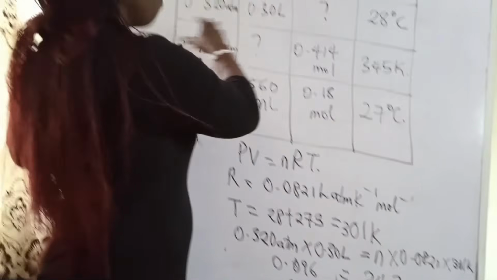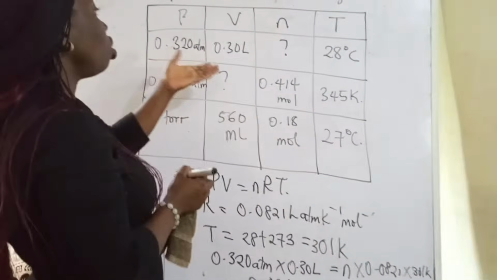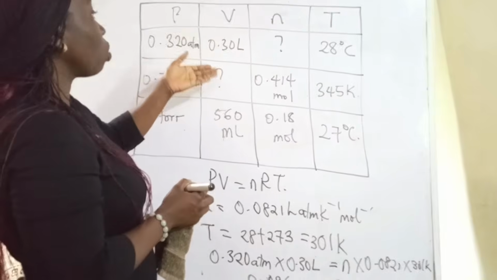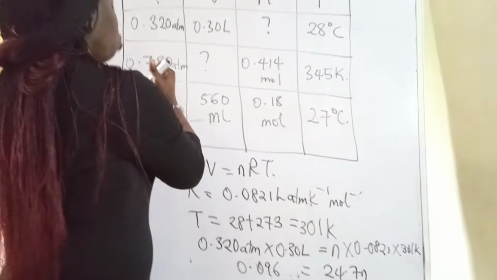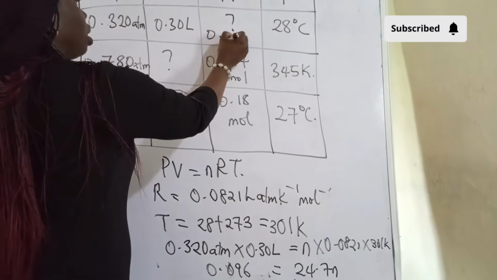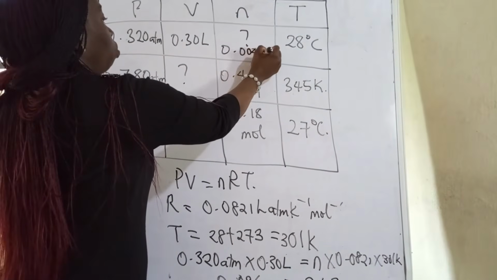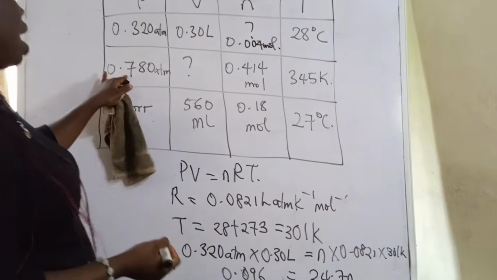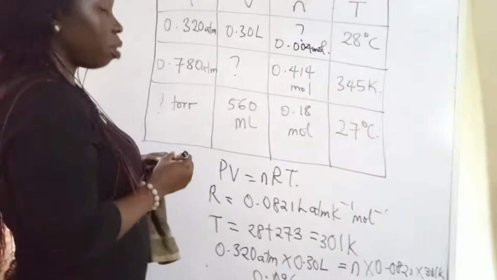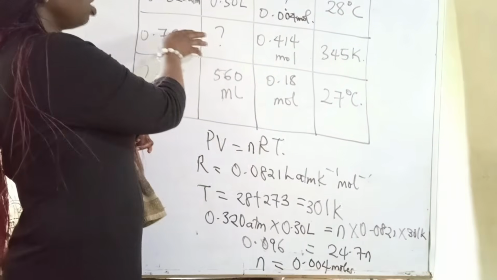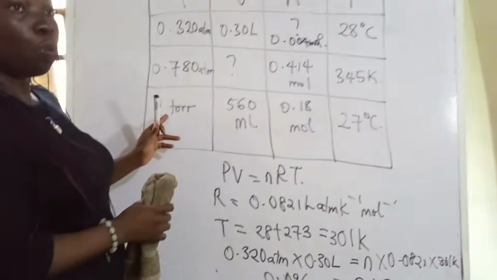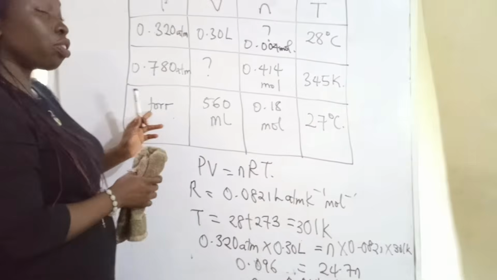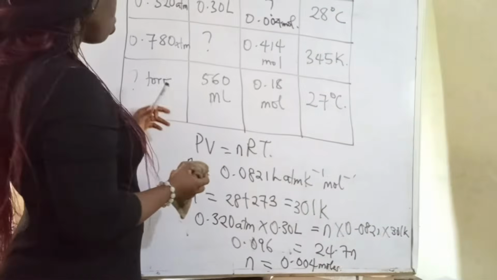So that means the number of moles required for the particular gas at this pressure, volume and temperature is 0.004 moles. So the same is applied here. You apply the same PV = nRT to get the value of this. Then we go to the third one, where you calculate for pressure in torr.